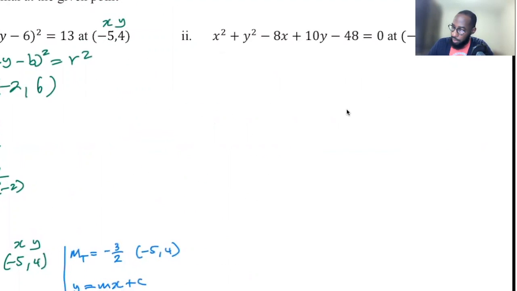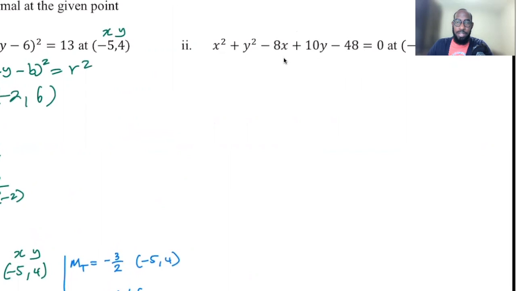So I have to first deal with this and make this look like the equation of the circle form. So I put all the x's together. Completing the square.